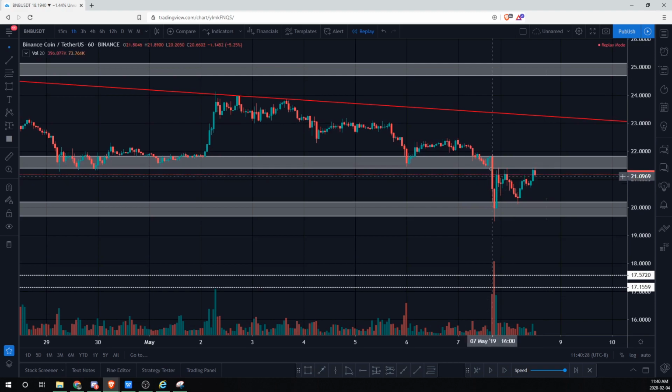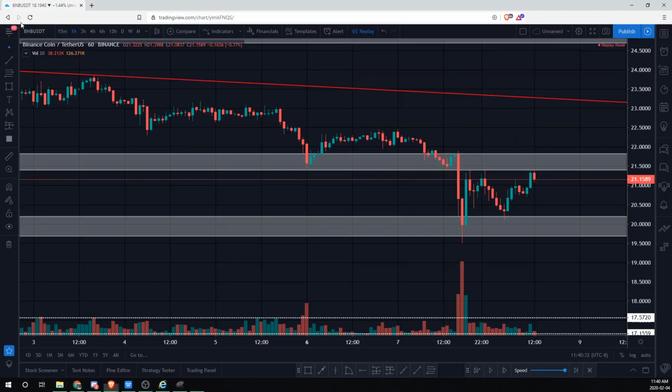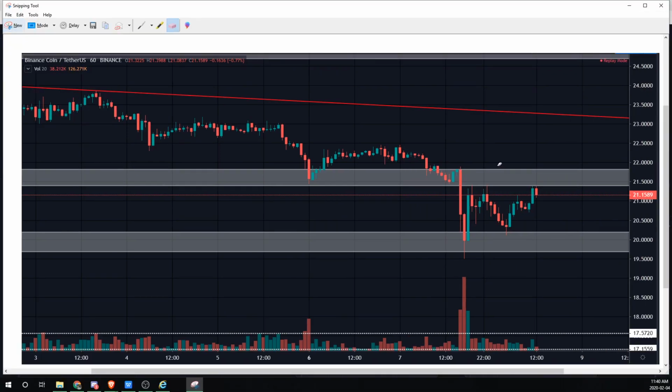Okay, boom. I'm very happy with that. Let's talk about the entry at this point here. Let's get our snip. So we got our first wave of sell pressure. That was right here. And then we got our second wave of sell pressure. That was right here. And now we are getting our third wave of sell pressure right here.